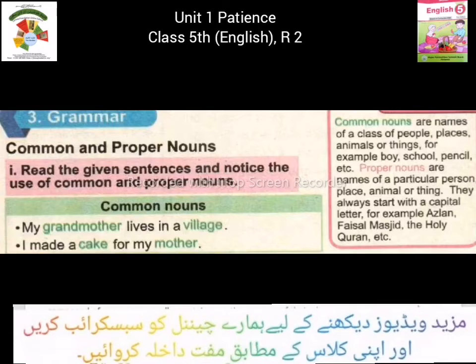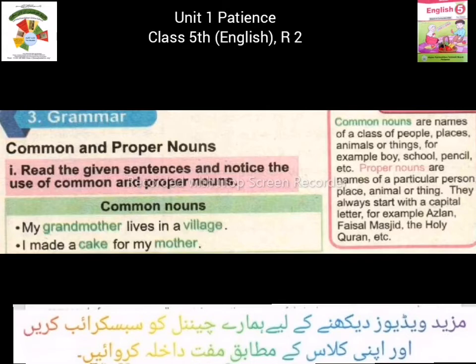Okay, read the given sentences and notice the use of common and proper noun. Common nouns. My grandmother lives in a village. I made a cake for my mother. So in this sentence grandmother, village, cake and mother are common nouns because they can be used for different things.